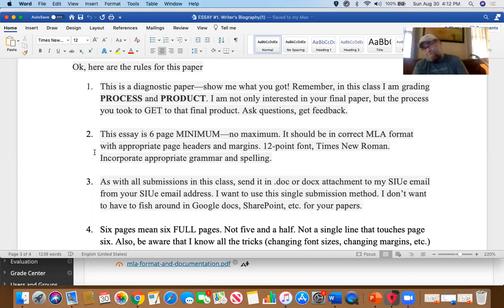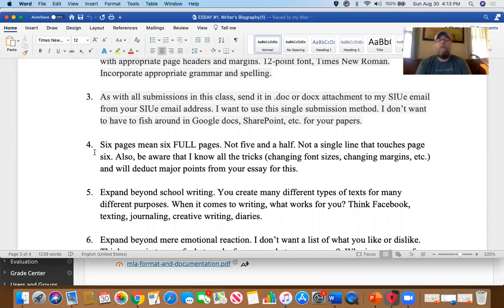And 6 pages means six full pages. It doesn't mean 5 pages with one line at the top of page six. It doesn't mean 5 pages and a half of page six. It doesn't mean 6 pages if it's 14-point font, or if you change the font on just the punctuation, because I check this stuff. It doesn't mean just making the margins bigger, all the other tricks to try to squeeze out the number of pages. 6 full pages, right?